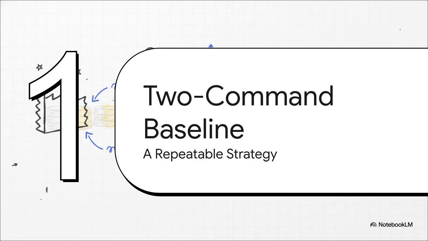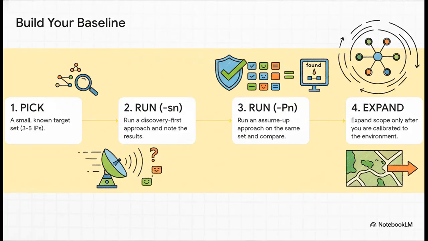This is all about building a simple, repeatable strategy you can count on every single time you step into a new network. This is how you get consistent and trustworthy results. Here it is, 4 easy steps. 1. Pick a tiny slice of your targets. 2. Run your fast discovery scan, -sn. See what happens. Do you get replies back? 3. Run your certainty scan, -sn -Pn, on that exact same small set. And now compare. Does it suddenly find hosts the first scan missed? Boom, you're calibrated. You now understand the rules of this network. And only then do you expand your scan to the bigger range, using the method you just proved actually works here.